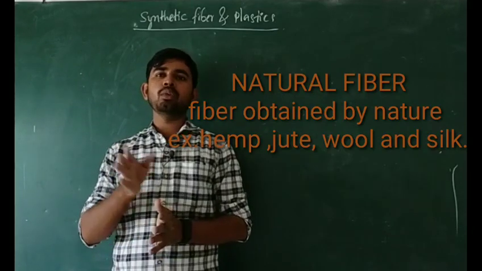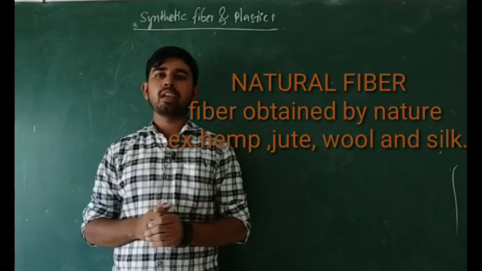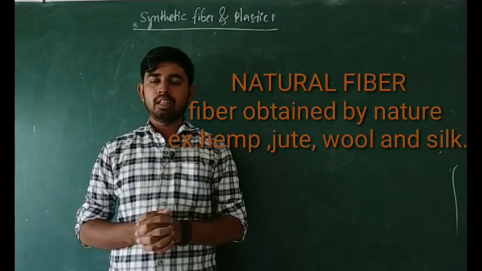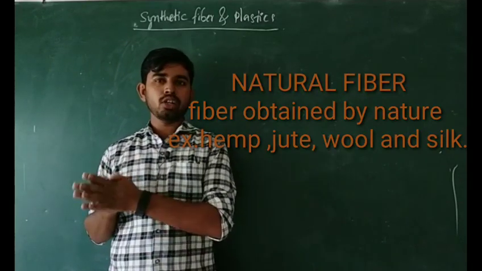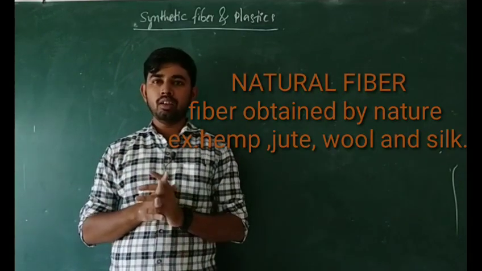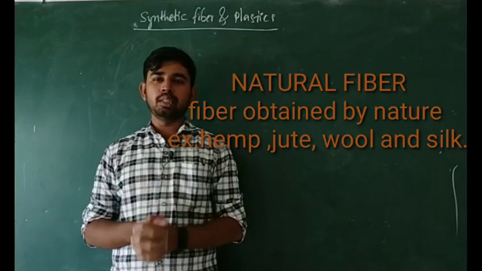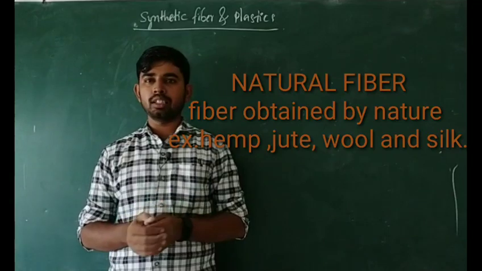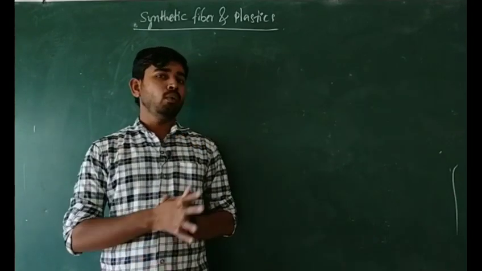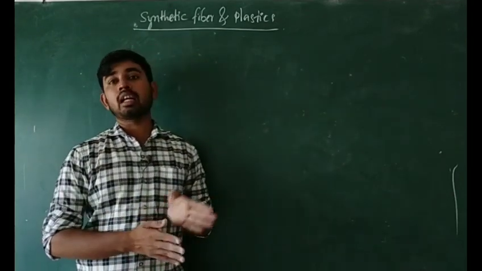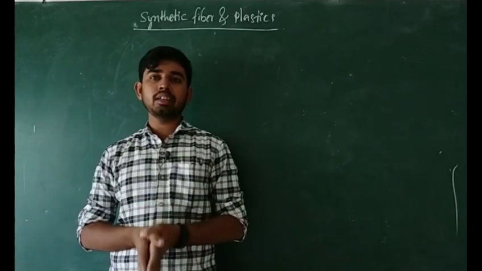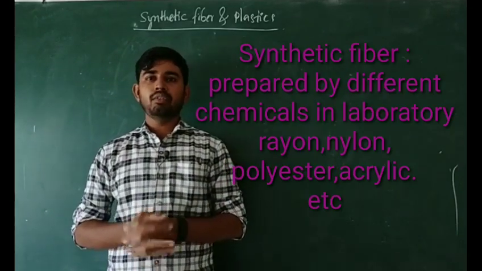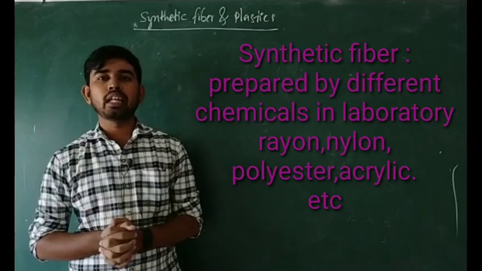One more kind of natural fiber is obtained from animals like the silkworm and sheep. From the sheep we get a fiber called wool. Similarly, the fiber obtained from the silkworm is called silk. And today we are going to discuss another kind of fiber, that is synthetic fiber. So what do we mean by synthetic fiber?